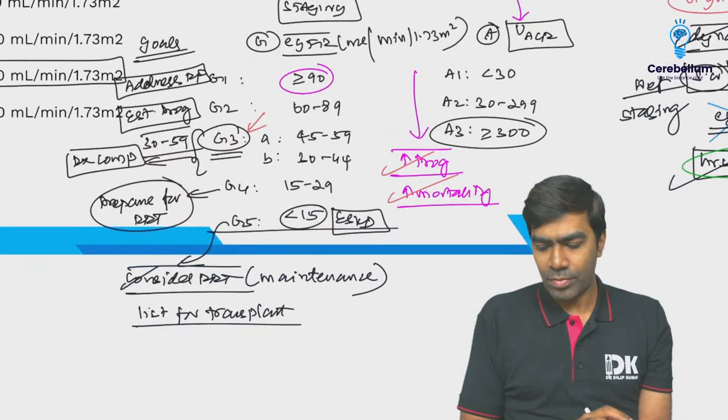Apart from that, in pyelonephritis, if they mention persistent fever, you're having a pyelonephritis patient but with persistent fever not responding to antibiotics. What do you think? In this case, you have to suspect renal abscess. I repeat, in this case you have to suspect renal abscess.